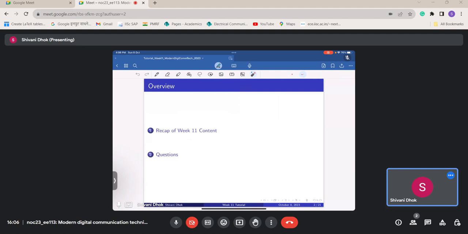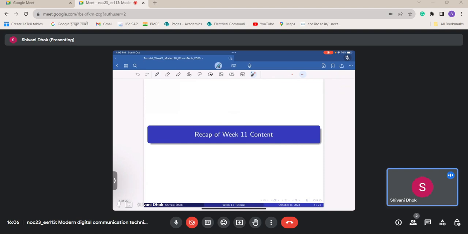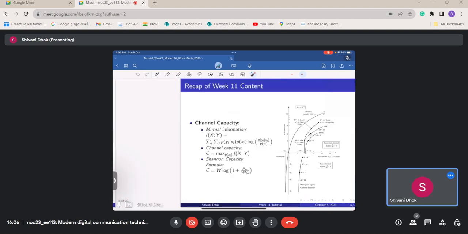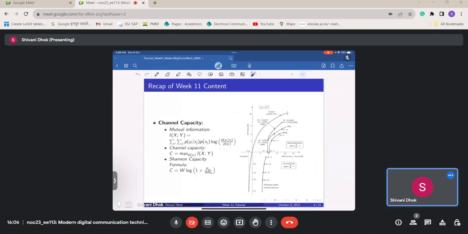Okay, so let's start with the recap of week 11 content. So this week started with the definition of this particular metric known as channel capacity. In order to define what channel capacity is, we need another definition which is known as mutual information, which is defined in this fashion.